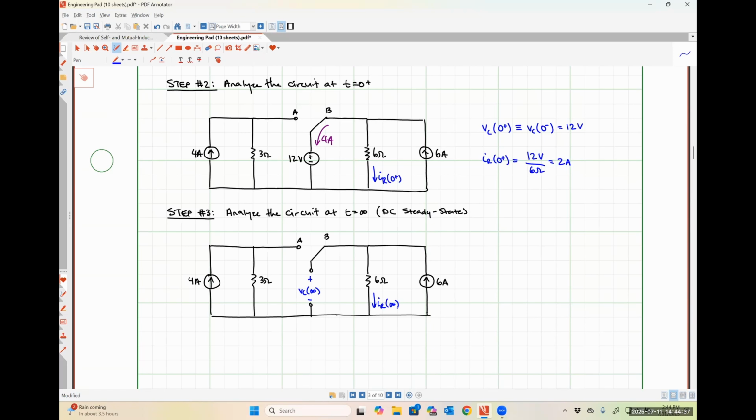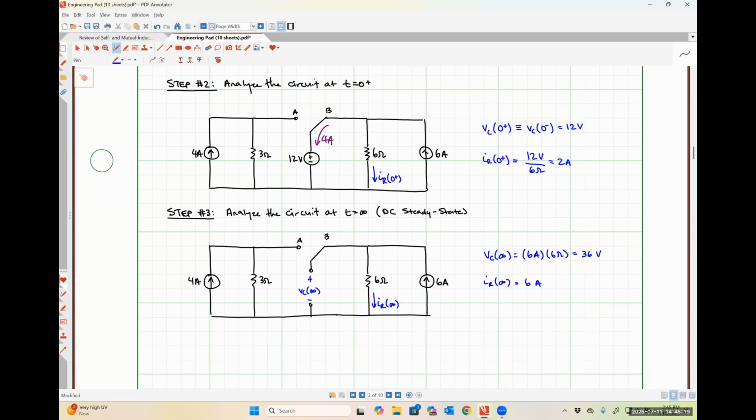VC would be 6 amps times 6 ohms, so 36 volts. Exactly right. So VC at infinity is just 6 amps times 6 ohms, which is 36 volts. Any thoughts on IR at infinity? It would be 6 amps. 6 amps, exactly right. So none of the current from that 6 amp source can flow all the way to the left through the capacitor because it's behaving like an open circuit. So all of it had to flow down through the 6 ohm resistor. Absolutely correct.